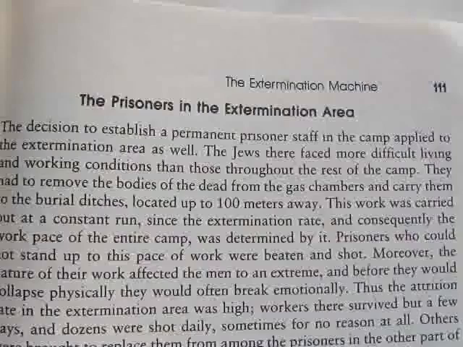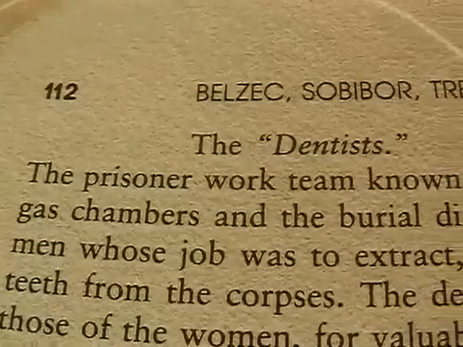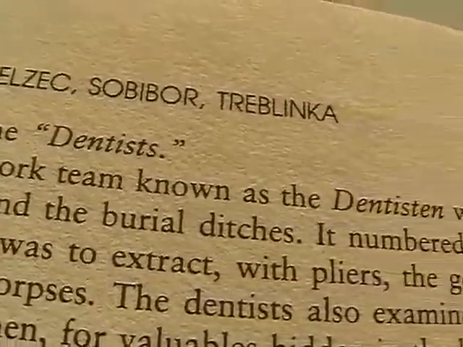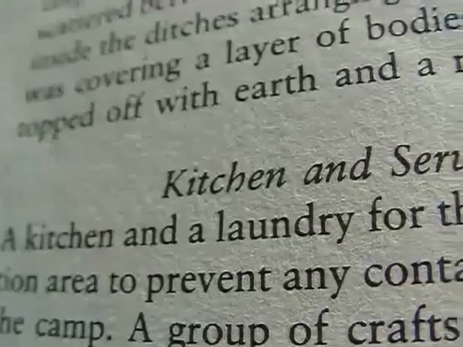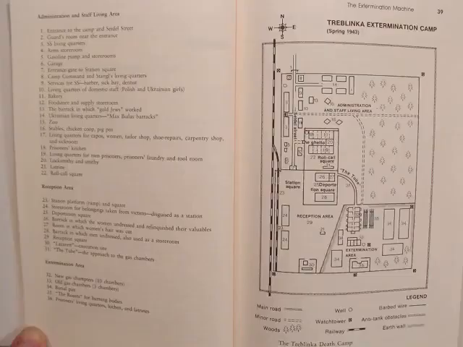On page 111 in Yitzhak Arad's book, there is a list of occupations in the death part of the camp, ranging from people who pulled gold teeth out of the mouths of the dead, to gas chamber and tube cleaners, to kitchen and service workers. But they don't mention anyone who hauled wood or tended the fire. And on the maps of Treblinka, Sobibor, and Belzec, there isn't even a warehouse for storing wood.